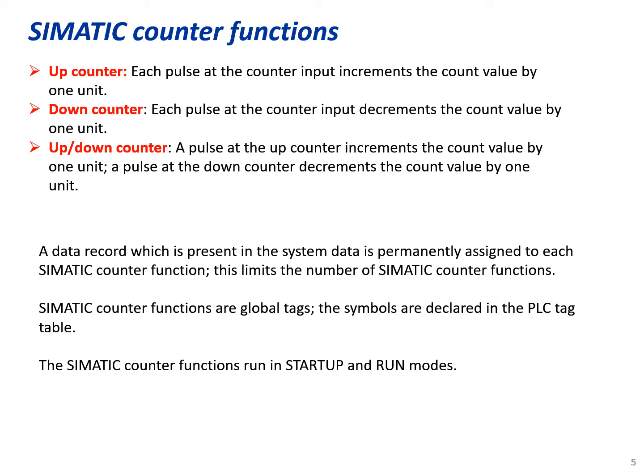We have up counters, down counters, and up-down counters. Up counters: each pulse at the counter input increments the count value by 1 unit. Down counter: each pulse at the counter input decrements the count value by 1 unit. And up-down counter: a pulse at the up counter increments the count value by 1 unit. A pulse at the down counter decrements the count value by 1 unit.